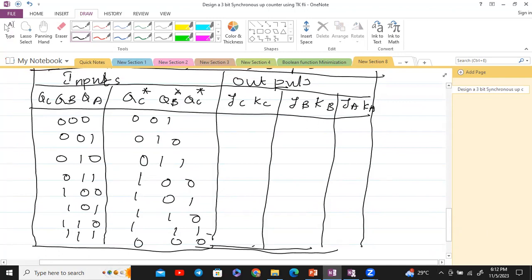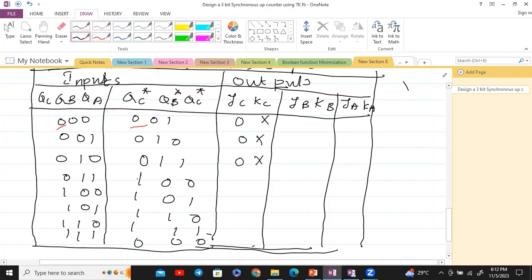Now come to represent your outputs. How to represent your outputs? You have to choose the present state column QC, and the next state column QC star. QC is the present state, QC star is the next state. Already we have defined the transition table in the excitation table: 0 0 corresponds to 0 don't care. The second 0 0 also corresponds to 0 don't care. Next also it has 0 don't care.